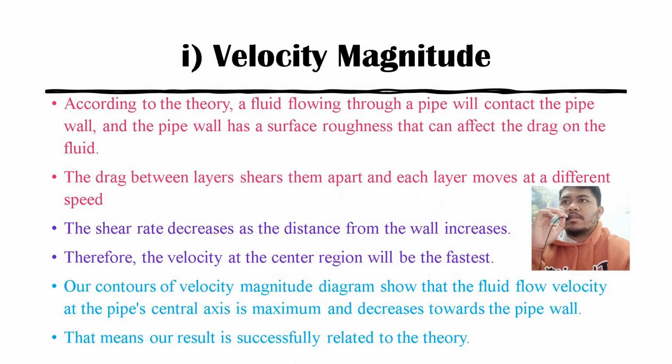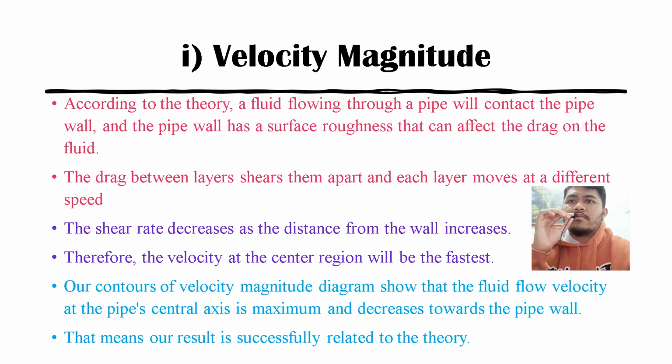For a relationship between result and theory, I will start with the velocity magnitude. According to the theory, a fluid flowing through a pipe will contact the pipe wall, and the pipe wall has a surface roughness that can affect the drag on the fluid. The drag between layers shears them apart and each layer moves at a different speed. The shear rate decreases as the distance from the wall increases. Therefore, the velocity at the center region will be the fastest.